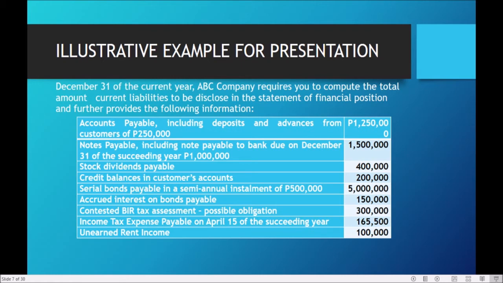So kung titignan ko po yung provided information, I can say that hindi ko po yata isasama si contested BIR tax assessment na possible obligation. Una, because this obligation did not qualify to the definition of liability. Remember, a liability is a present obligation. Yung iba tawag nga, that is a probable obligation.